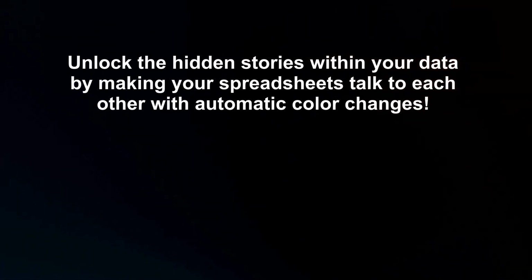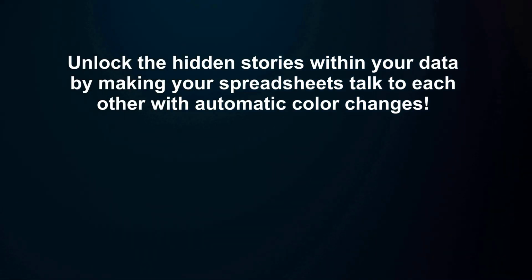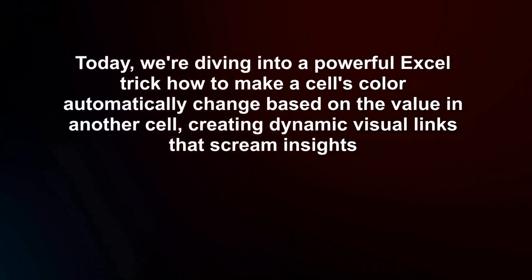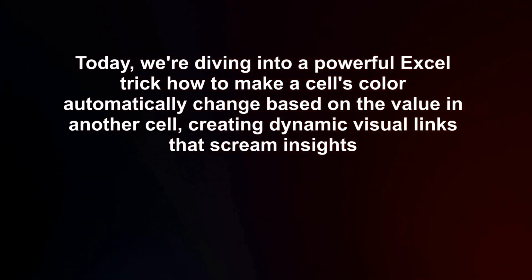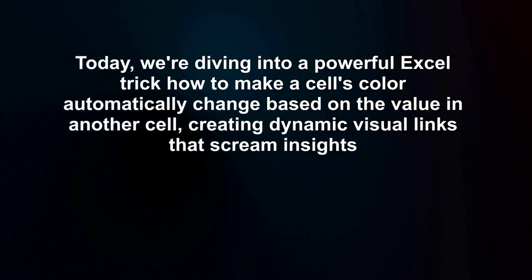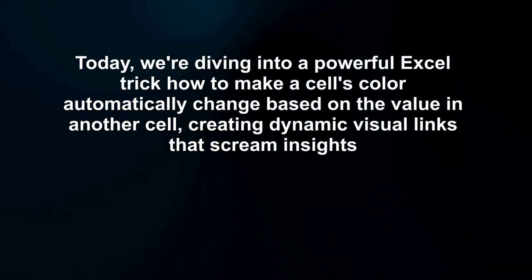Unlock the hidden stories within your data by making your spreadsheets talk to each other with automatic color changes. Today, we're diving into a powerful Excel trick: how to make a cell's color automatically change based on the value in another cell, creating dynamic visual links that scream insights.